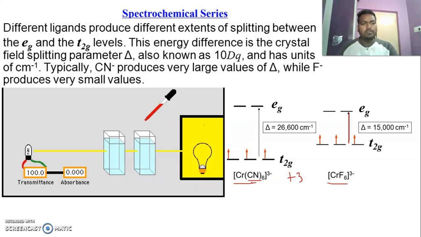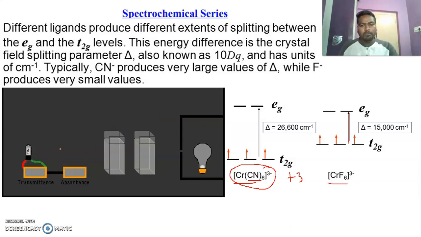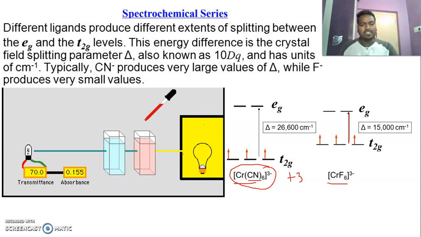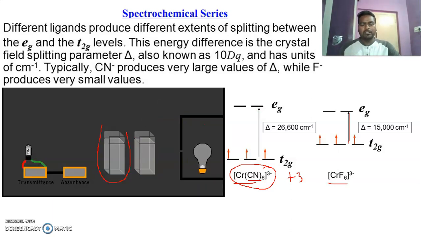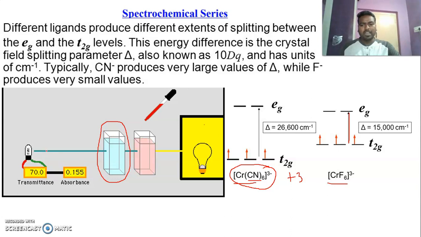So what do we usually do in spectral studies? We take a sample of this hexacyanochromium complex, and we pass light through it. As soon as we pass the light, it is going to absorb some amount of light and emit some amount of light. So based on the amount of light it emitted, we are going to judge the capacity of the ligand. It's very simple. You just look at here. Here they are going to pass the light. This is a sample tube in which we place the coordination complex.